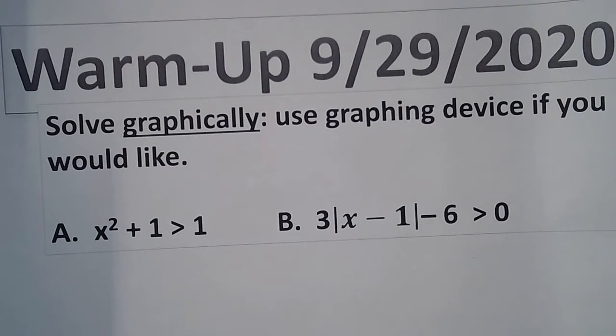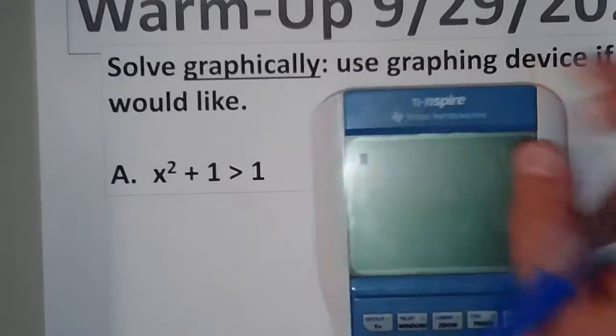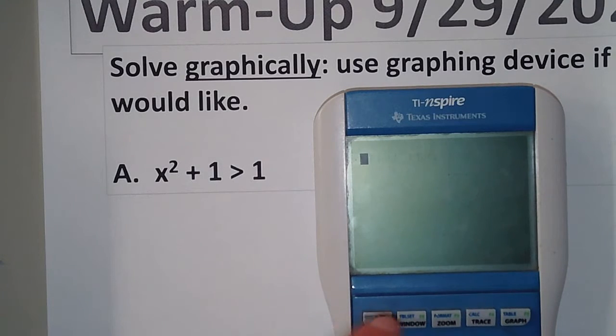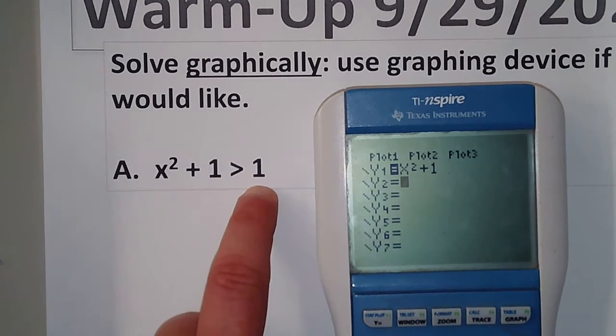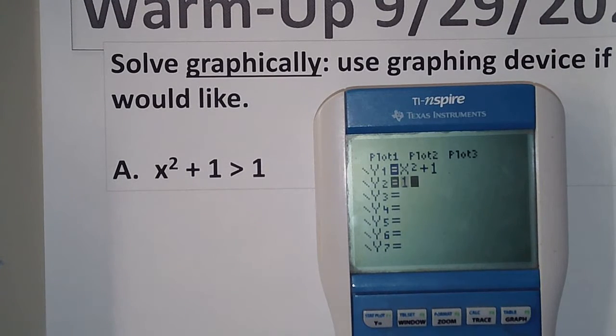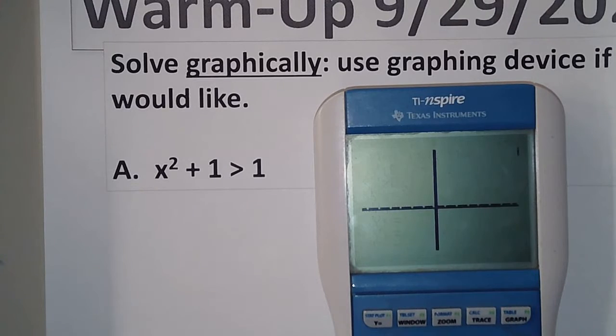But since we learned using the calculator or the graphing app yesterday, might as well put that to the test here so you can see it. If I'm doing this first one, I would go to my y equals and put my equations in. So I put in x squared plus 1. And for the other one, I would just literally put in 1. No x, nothing. And then I'll graph those.